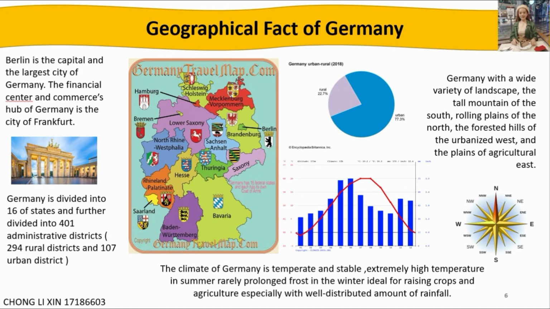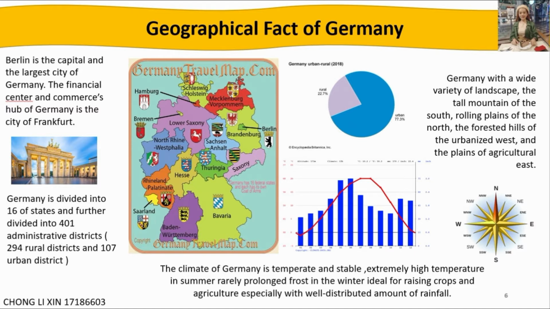Of which, 294 are rural districts and 107 are urban districts. The climate of Germany is temperate and stable. There are no extremely high temperatures in summer and rarely prolonged frost in the winter. It is ideal for raising crops and agriculture, especially with the well-distributed amount of rainfall.